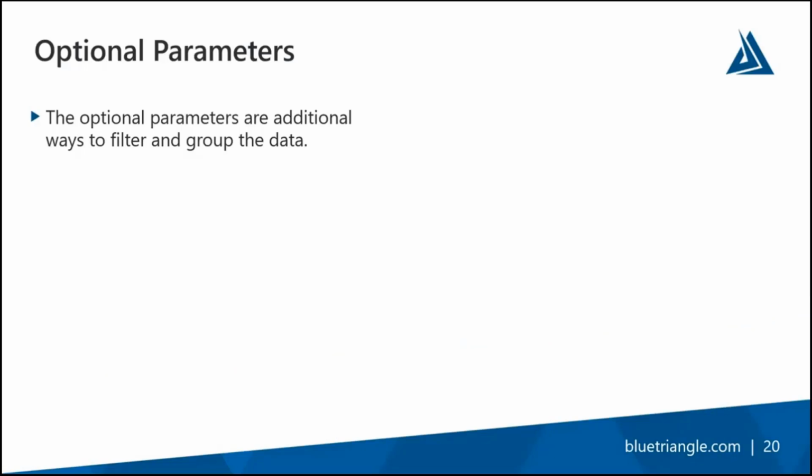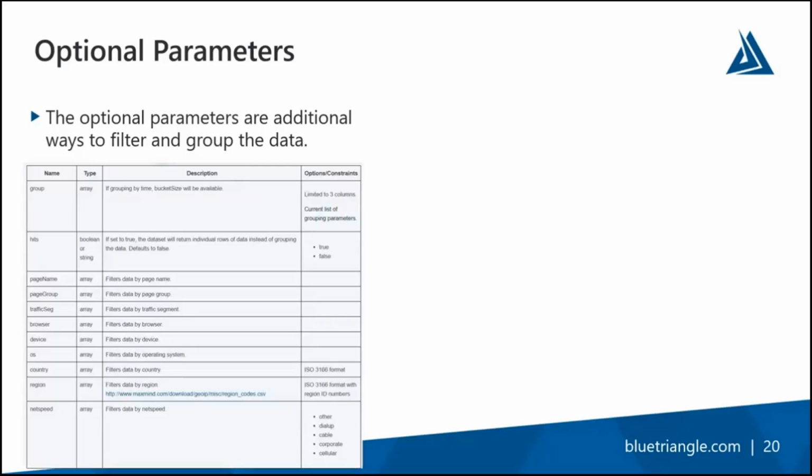Now, what kind of optional parameters are available? So additional ways to filter and group the data. So there's really a lot of these. Like I mentioned, the hits parameter, if you set it to true, you'll get individual rows of data instead of seeing the data grouped together. By default, it's going to be false, so you'll get that grouped data. But some of these things are like page name and page group. These are basically all of the filter options in the Blue Triangle portal.